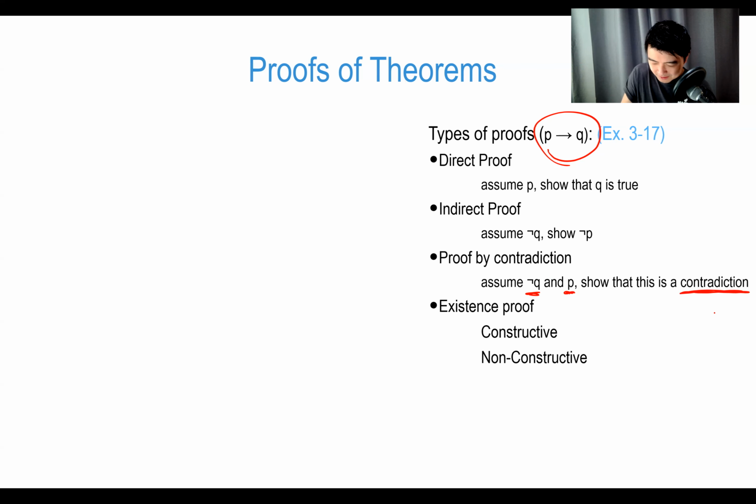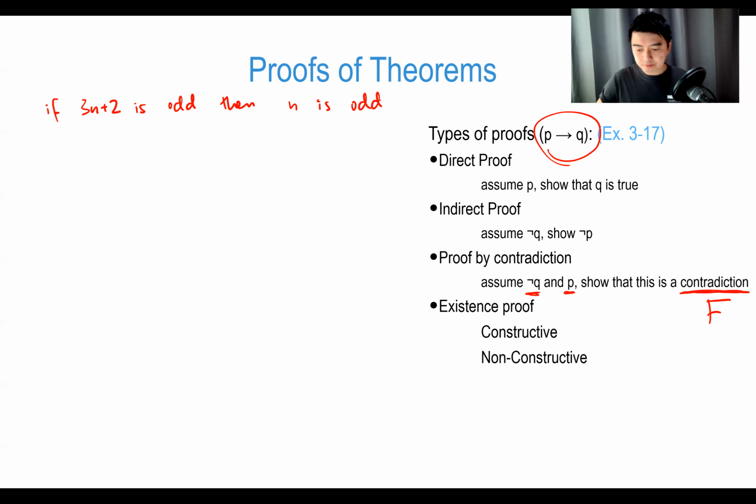What's a contradiction? It's a false. I have to derive the fact that this cannot happen, right? This case cannot happen. So another example: if 3n plus 2 is odd, then n is odd.